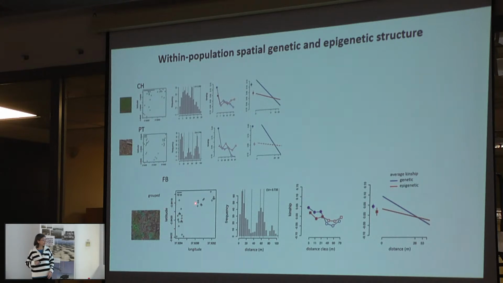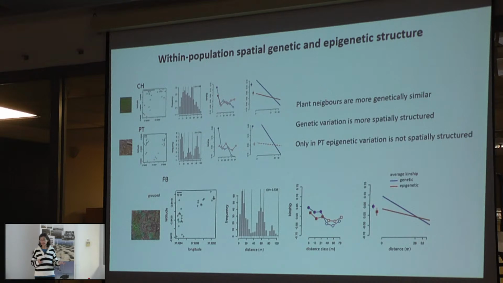The individuals were grouped, and despite being grouped, we could find a linear relationship and negative relationship, both for genetic and epigenetic relationship. Meaning that for the species, we can say that plant neighbors are more genetically similar than expected by chance. The genetic variation is more spatially structured, meaning that the slope of this relation is higher. And only in this population, in Puerto del Tejo, epigenetic variation is not spatially structured.